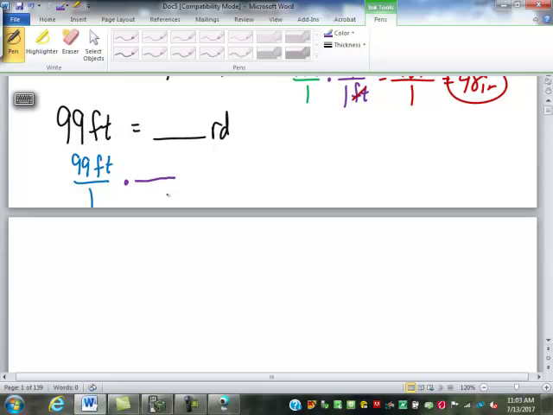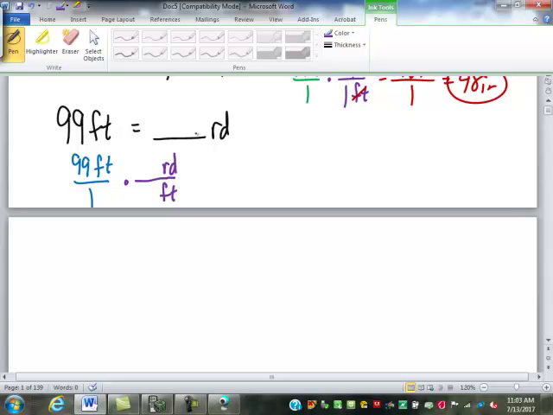In my unity fraction, what's going to go on? It's usually easiest to figure out what goes on bottom. So what's going to go on bottom of this fraction? Well, it's going to be feet because I'm getting rid of feet, right? So put in the units first. And what am I changing it into? Rods, right? So if I put my units in there first, it usually makes it easier for us.